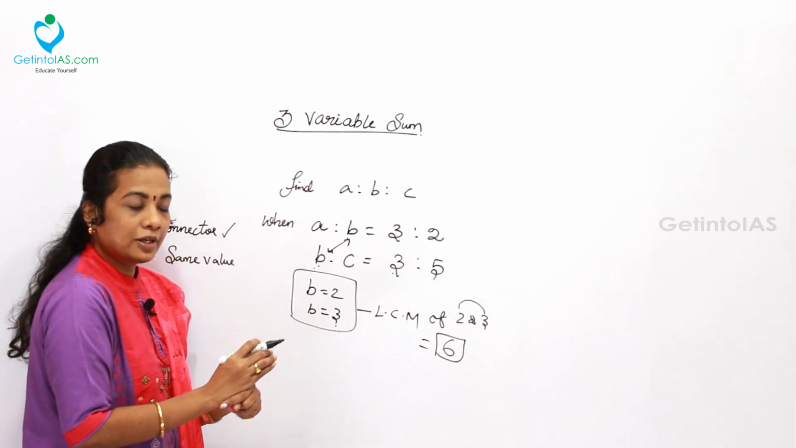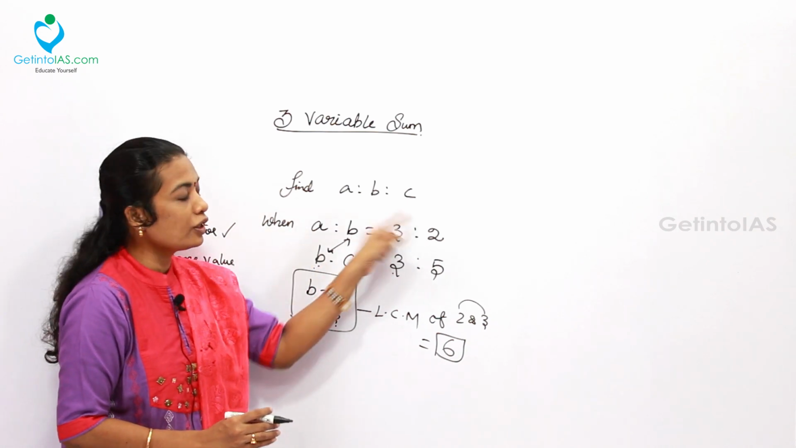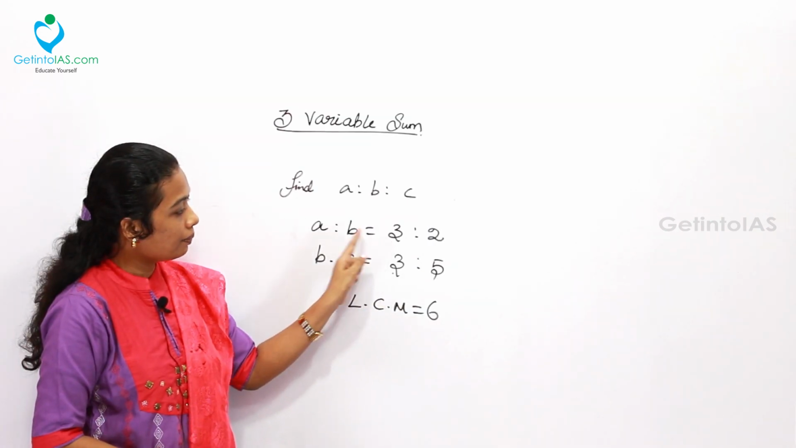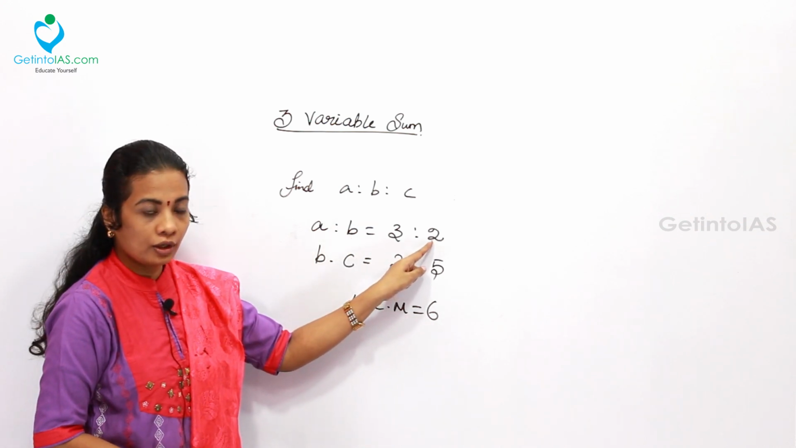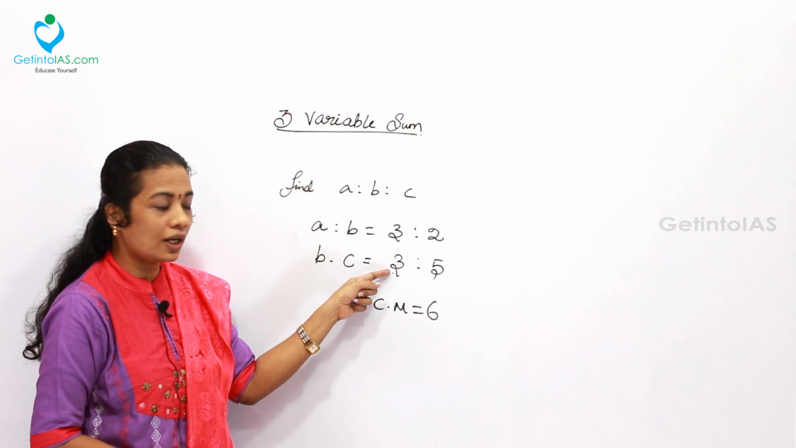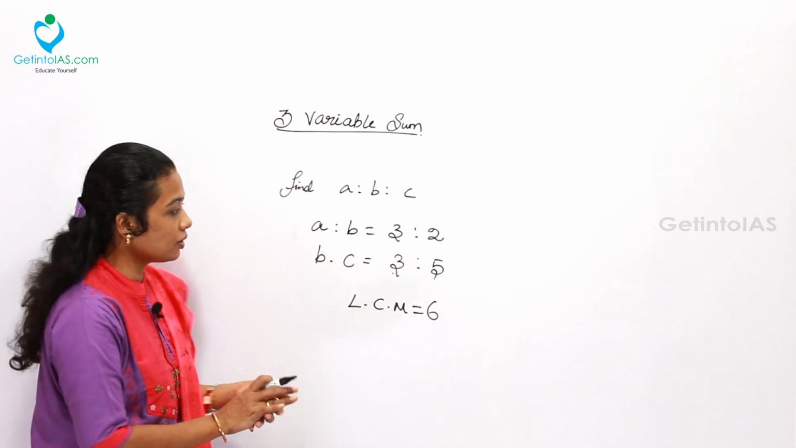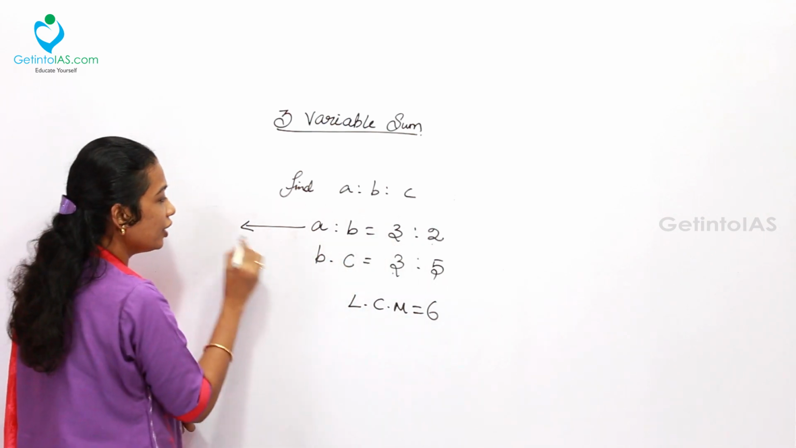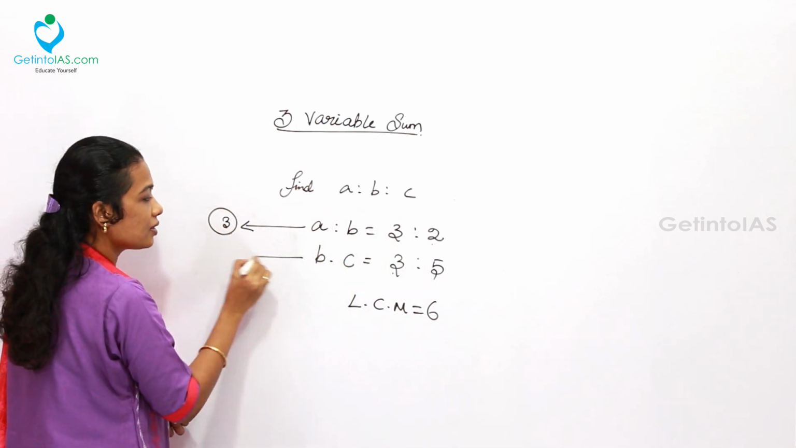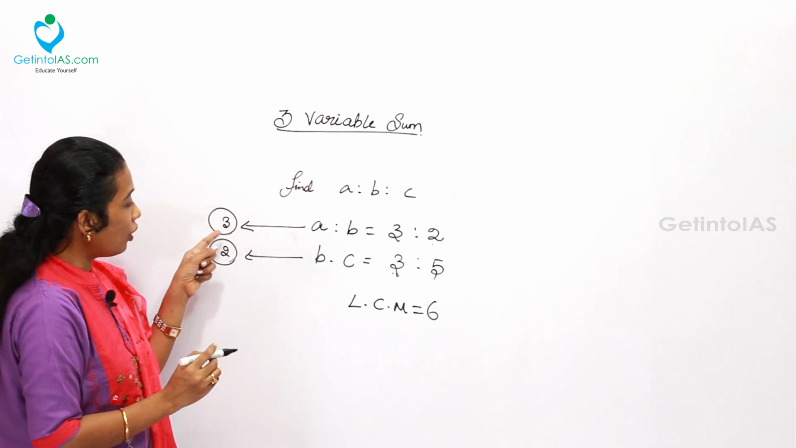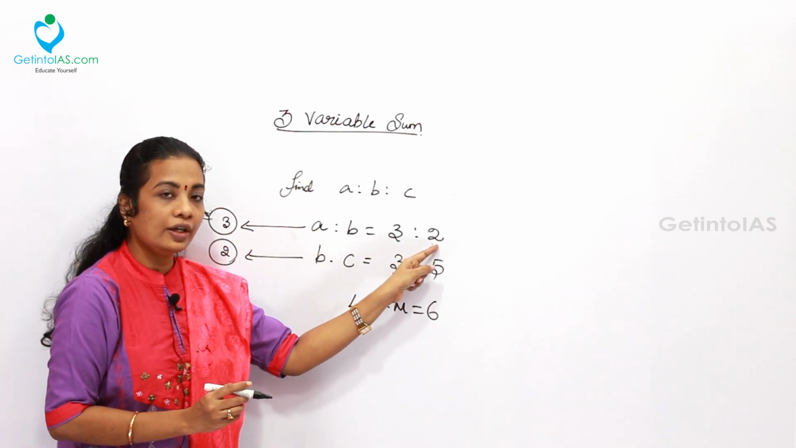Now the next step is to make B equal to 6 in both the cases. So here B's value is 2 over here. This 2 is to be converted into 6. Here B's value is 3, that is to be converted into 6. For that, in the first equation I am multiplying this 2 with 3, and in the second one I am multiplying this 3 with 2. So for that you want to convert every term in that.